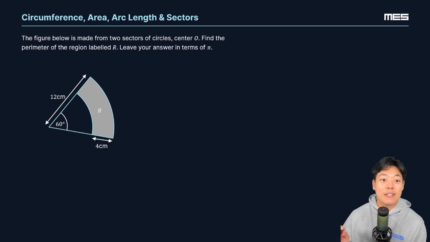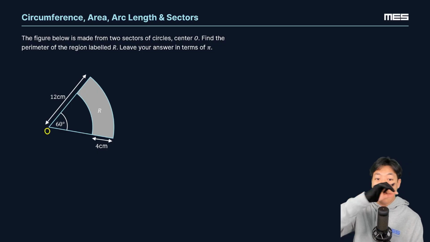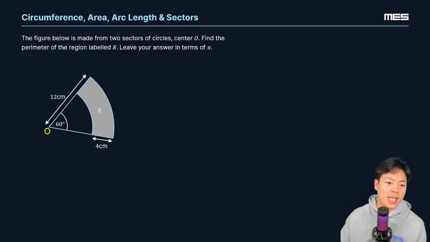Next question. The figure below is made from two sectors of circles. Okay, center O. Find the perimeter of the region labeled R. So if you take a look at this, we have a larger circle, and we're going to be subtracting a smaller circle to get R. Now we want the perimeter of this region, not the area. So the perimeter, we know that this length right here is 4. So right off the bat, we know our perimeter will be 2 times 4 plus these two arc lengths.